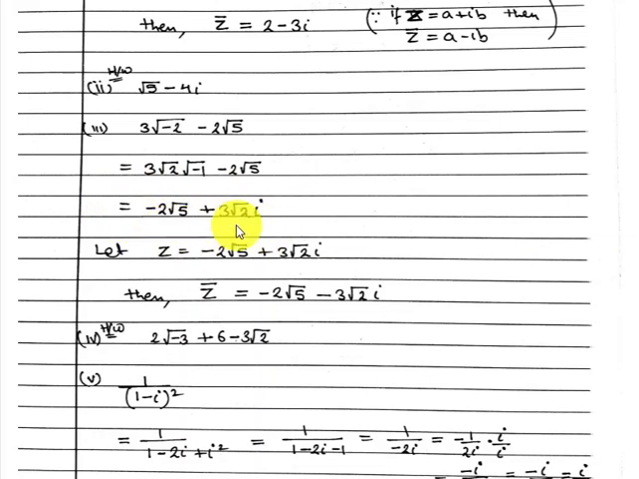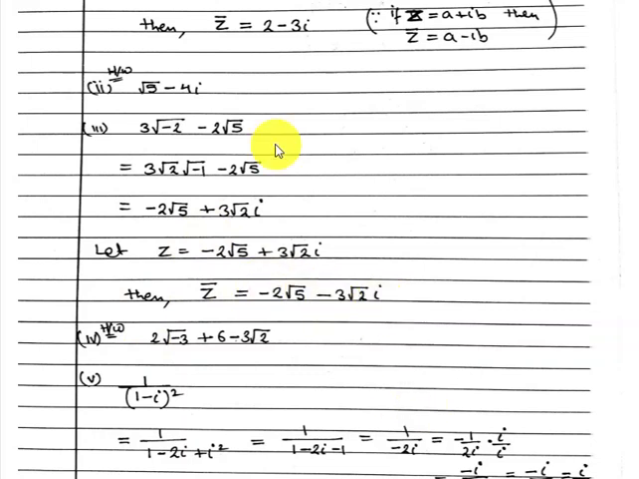So let us denote this by z. So here I've got a complex number z is equal to minus 2 into square root of 5 plus 3 into square root of 2 into i. Now I need conjugate of this. So z bar is equal to, here this plus will become minus. So minus 2 into square root of 5 minus 3 into square root of 2 into i. Okay, so this is how we find the conjugate.